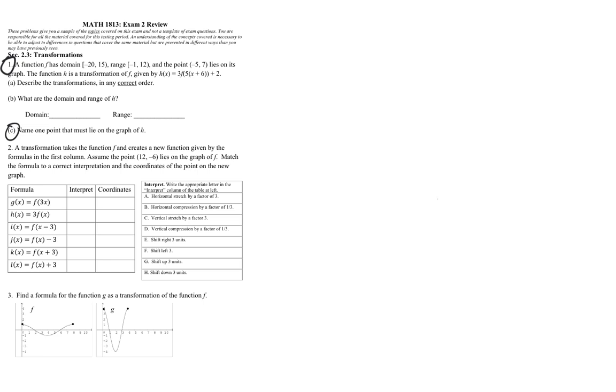So for this one, it's asking us to name one point that must lie on the graph of H. Well, we know that the graph of H is a transformation of the graph of F, and we know that the point (-5, 7) lies on the graph of F. So what we need to do is apply our transformation to this point, and then we'll have a point that lies on the graph of H.